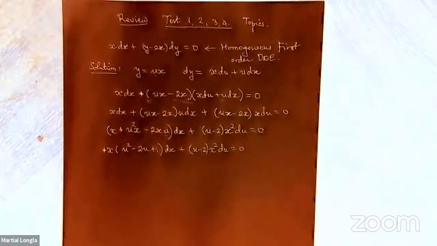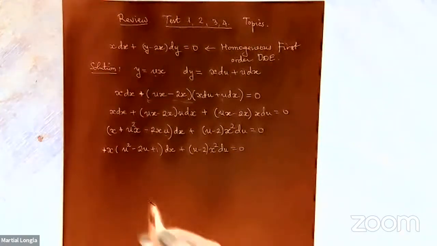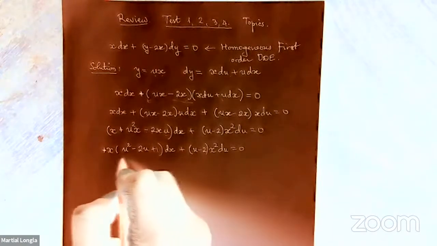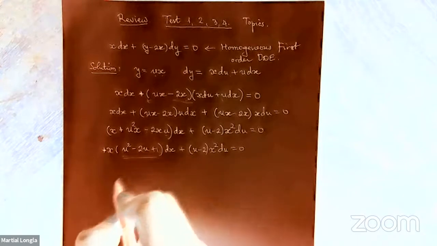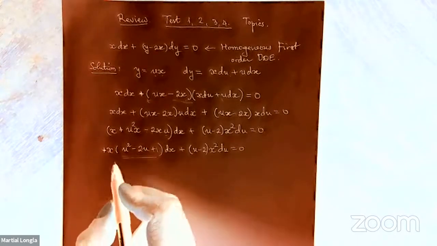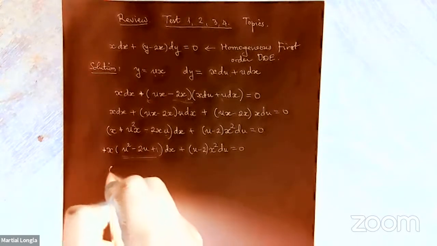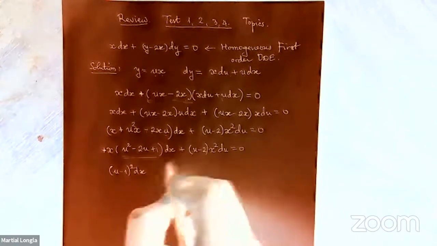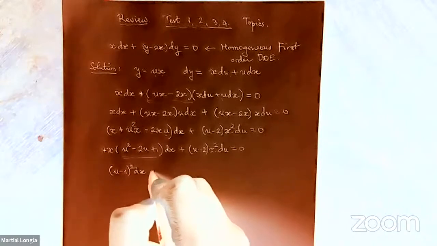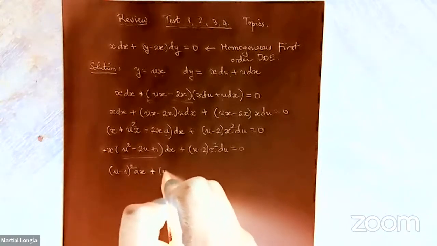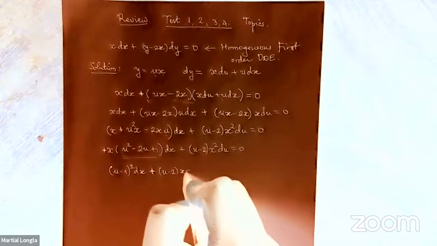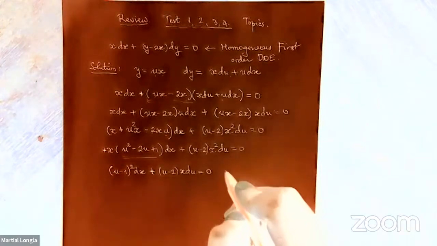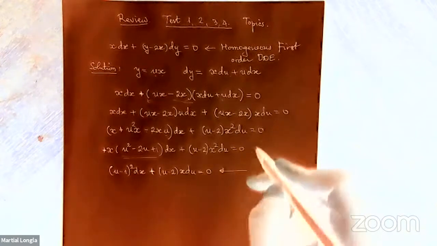And here we can simplify by x. And this here is u minus 1 squared. So that's u minus 1 squared dx plus u minus 2 x du equals 0. And now this is a separable equation, which is another topic of this test.